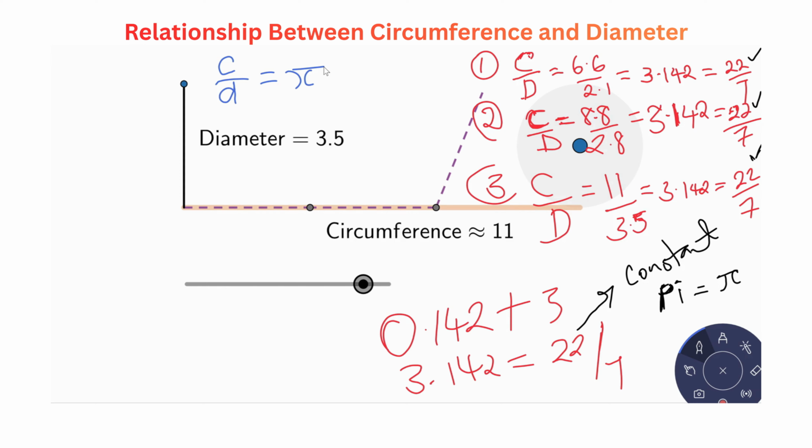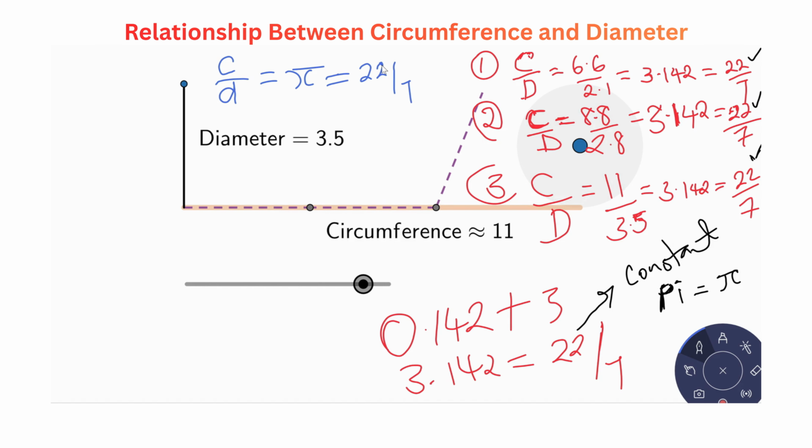Now, this is what we have learned. This is the relationship between circumference and the diameter. When you divide the circumference of any circle, no matter the size of the diameter, by the diameter, the answer will always be the same number, and that same number is called a constant. This same number is 3.142. That same number is 22 over 7. That same number is what we call pi. So here is 22 over 7.